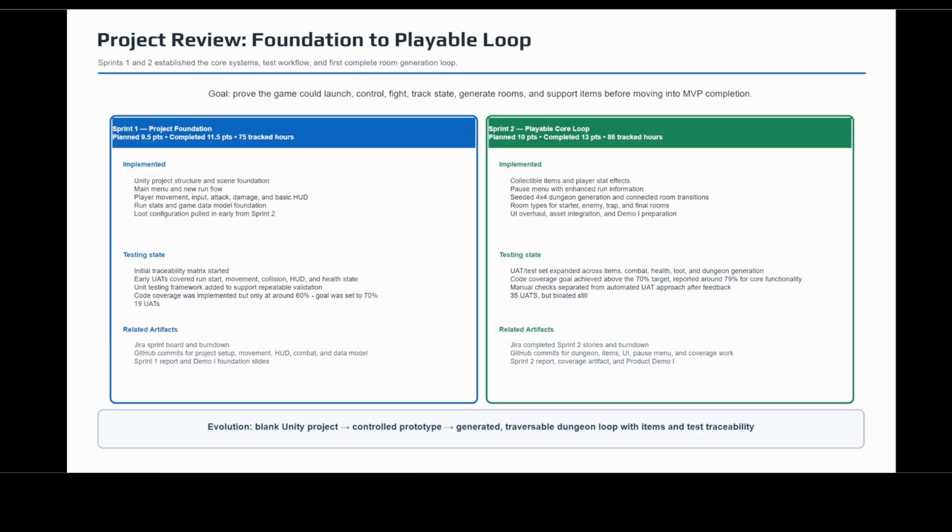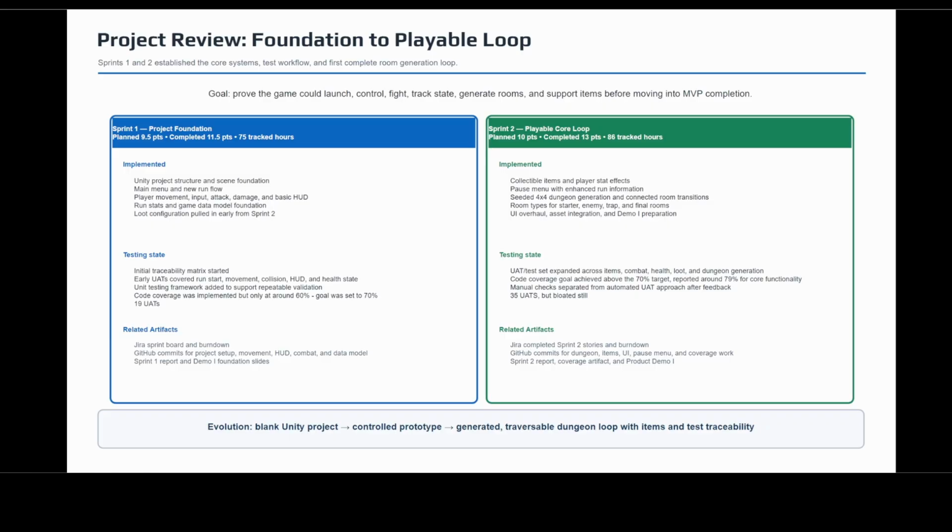Sprint 2 is where the project began to look like the intended roguelike loop. Items became usable in-game, the pause menu displayed real run information, the dungeon generator created a seeded 4x4 room grid, and the player could transition between generated rooms. Sprint 2 also included the UI overhaul, demo preparation, and the first major code coverage push.